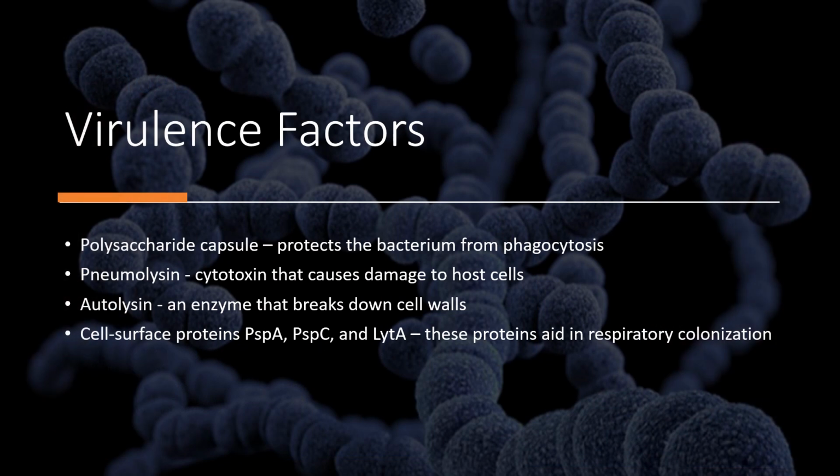Next are virulence factors. The virulence factors of acute bacterial rhinosinusitis include polysaccharide capsule, pseudomycin, and autolysin, as well as cell surface proteins. These factors contribute to the pathogenicity of this bacteria that causes acute bacterial rhinosinusitis.